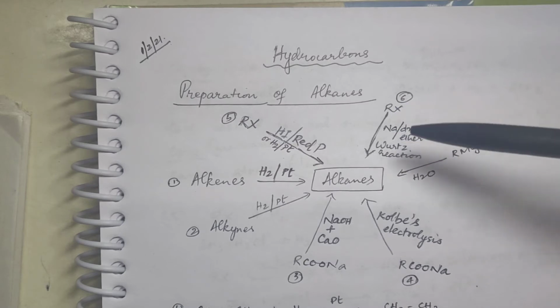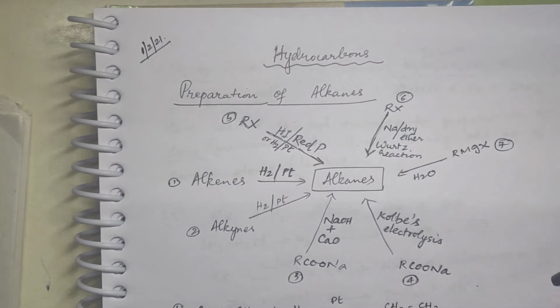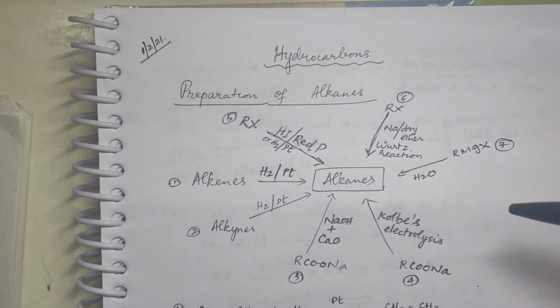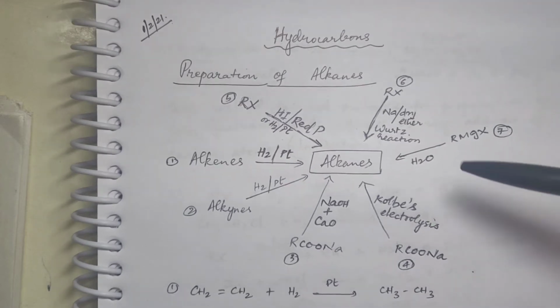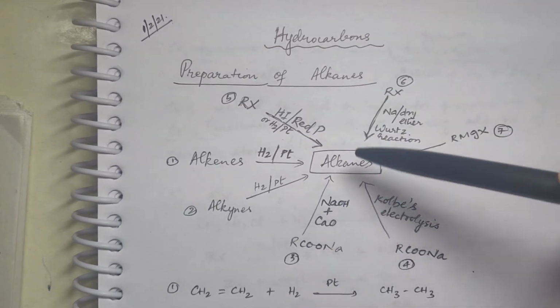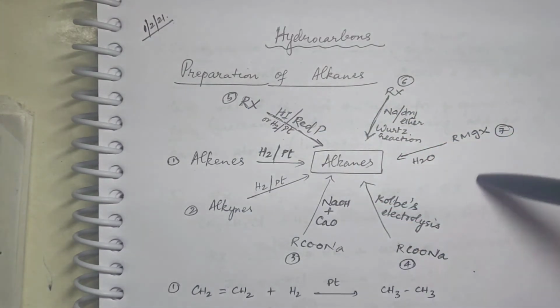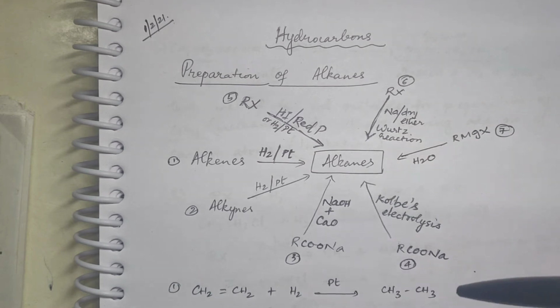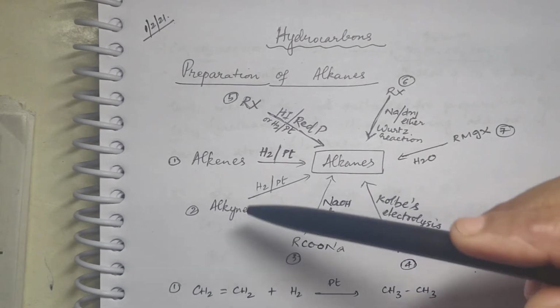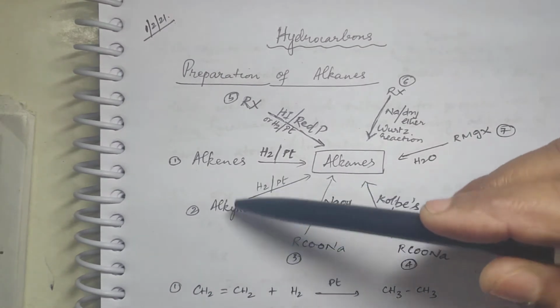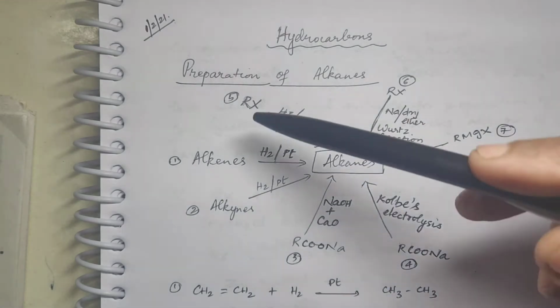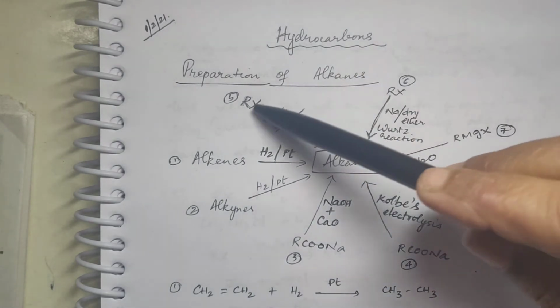We are going to prepare alkanes, alkenes, and alkynes in this chapter, and we are going to see the properties of these three. Okay, now let's start with preparation of alkanes. Now, I have shown here briefly the different sources from which an alkane can be prepared. It can be prepared from unsaturated hydrocarbons, that is alkenes and alkynes. It can be prepared from alkyl halides.